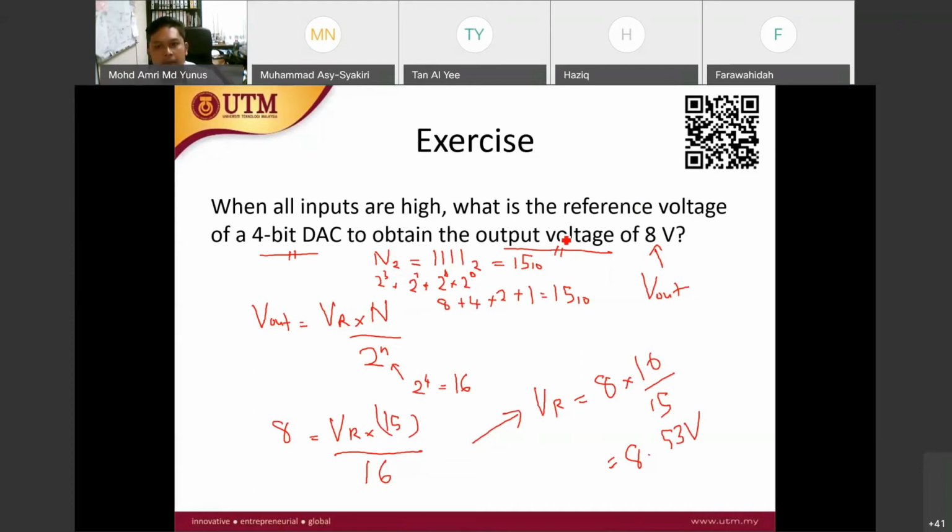Observe that the V reference will always be higher than the output. In any case, the output will never be bigger than the reference input.